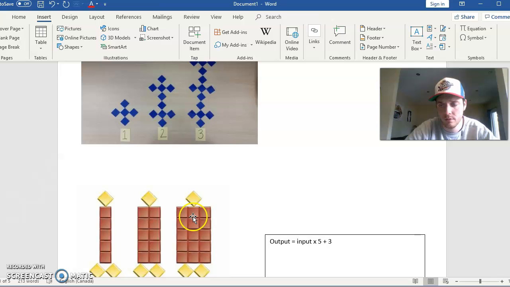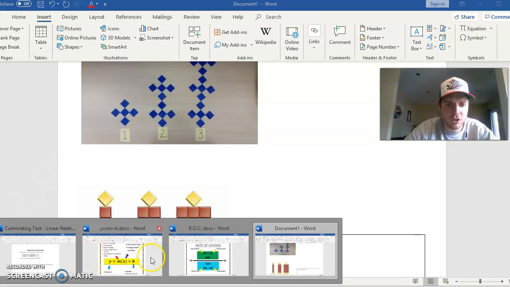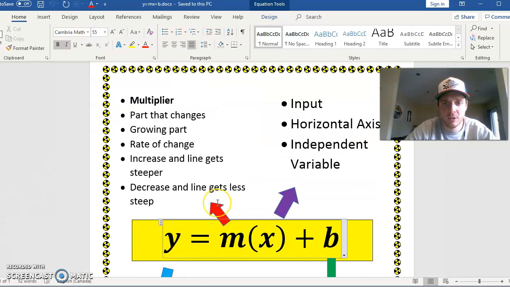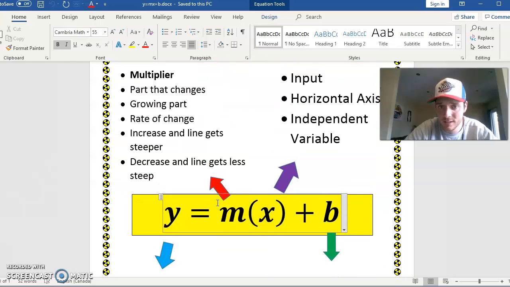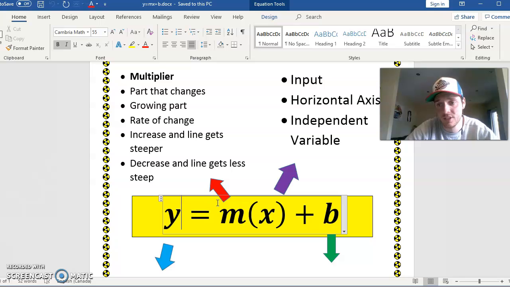That's that pattern rule. And then we introduced this little note here, which is on Google Classroom. It's important you don't forget about it. It's important that you understand and memorize this. Not memorize, but understand it. If not anything else, this will help you the most next year in grade 10.